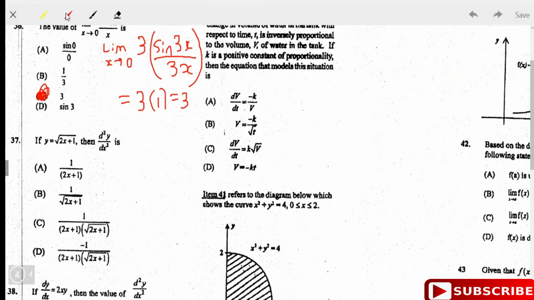Question 37 is a repeat. What's question 37? Delta. Nice, delta. That's question 37. All right. This is repeated so many times. We can use either the quotient rule or the product rule to do that question.